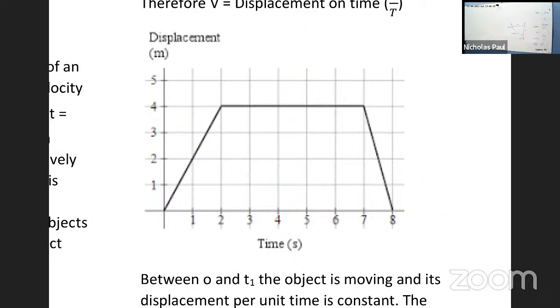So that's the displacement time graph, right? The most important thing is what the gradient gives you. The gradient gives you velocity. All right.